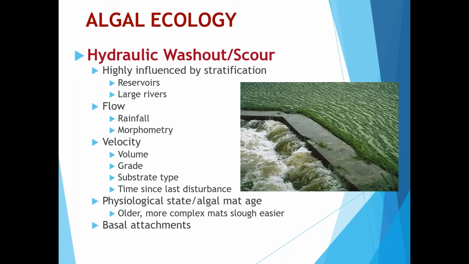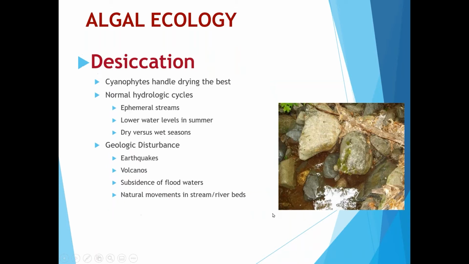Hydraulic washout and scour, so that's very much an effect in large rivers and reservoirs, and that has totally to do with the flow, rainfall, morphology, and the velocity of the water. And again, whether these mats, the flow is high enough and they're at such a place in their growth phase that they will detach from the bottom and get washed downstream. It's not unusual actually to see things like Didymosphenia whole, like all the sheath come downstream in a big flooding event, and just how old the mat will be.